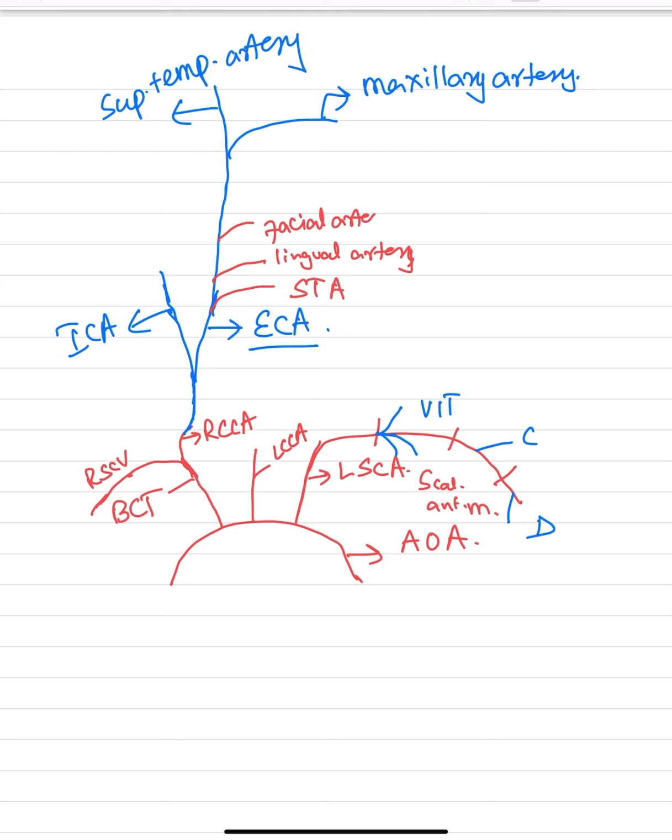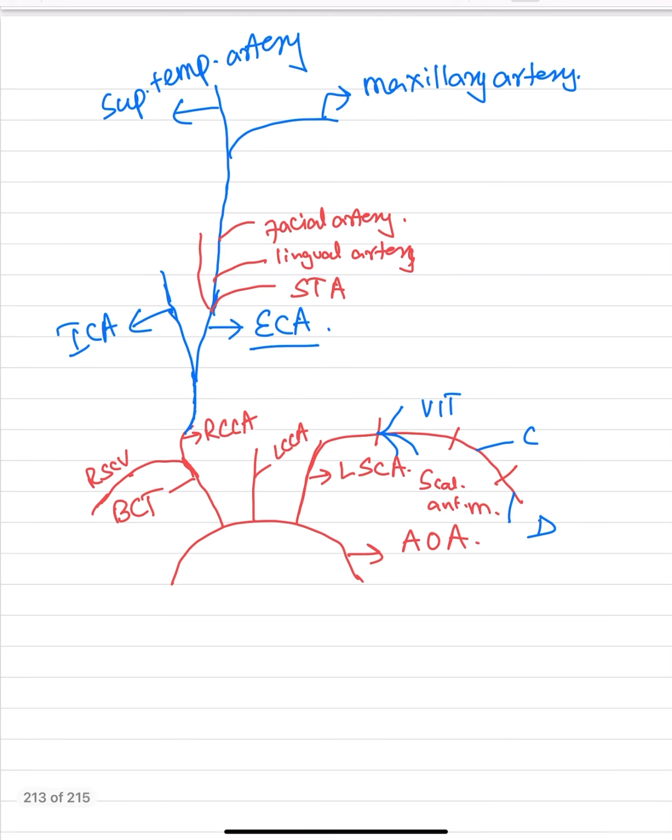Here you have one medial branch, that is your ascending pharyngeal artery. Then you have here two posterior branches. What are the posterior branches? Occipital artery. And this one is your which one? This is your posterior auricular artery. Okay, posterior auricular artery.